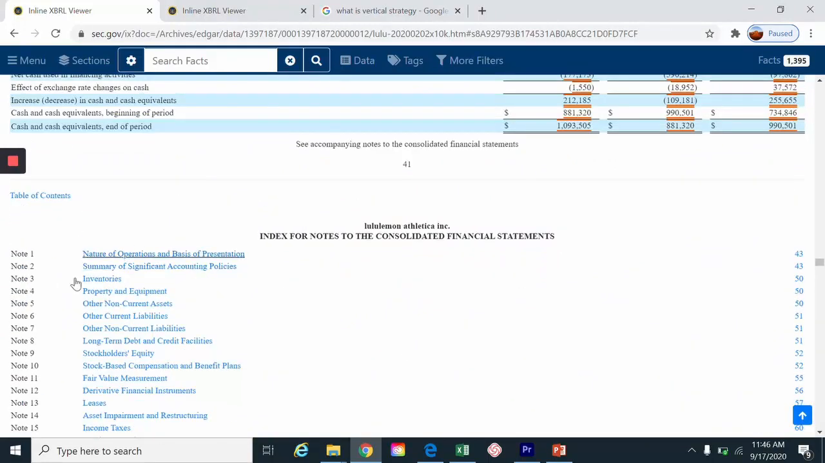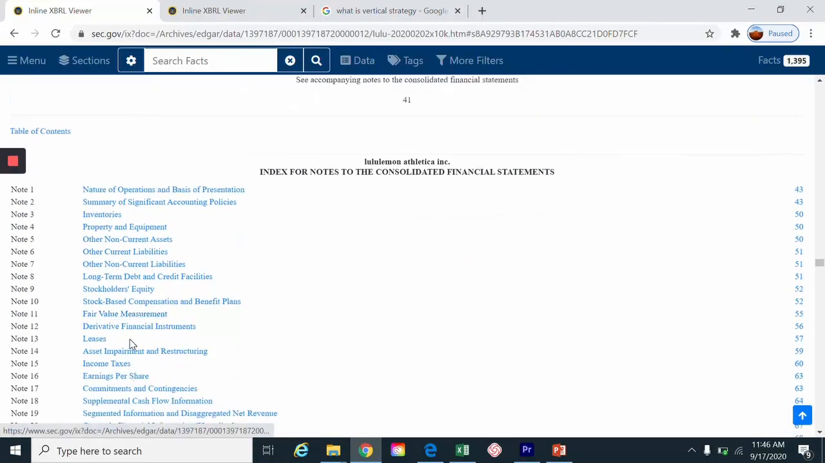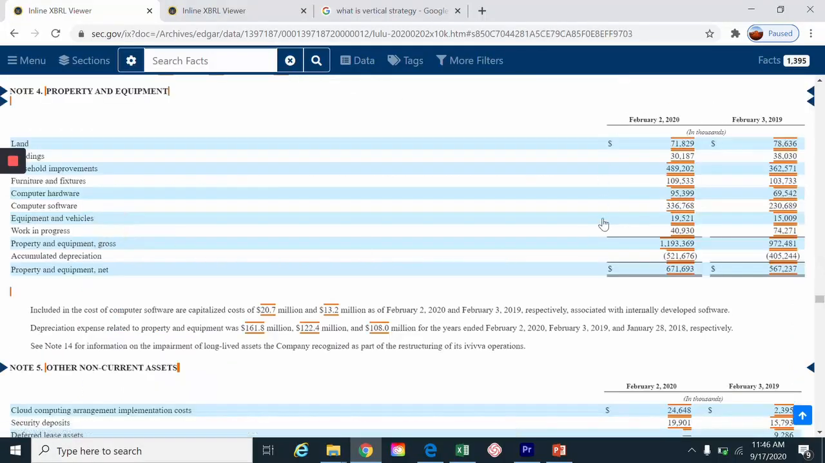So you can see that there are notes given. You simply click on the note about the property, plant and equipment and go over here, and you can find the breakup of the property, plant and equipment. So it's very easy to navigate through these statements. And if you want to know where that number is generated from, always look for the notes.